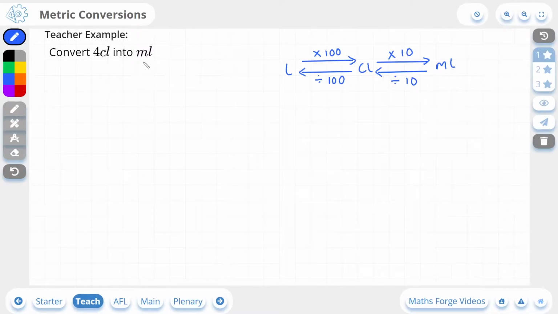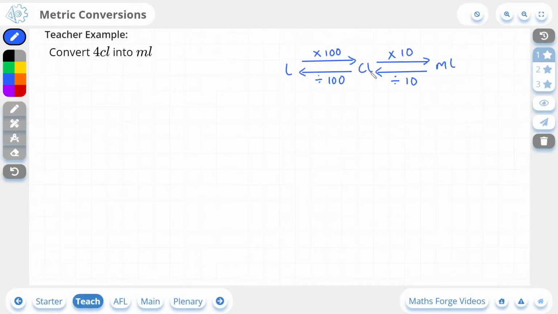So let's take a look at our first one-star example. Here we're being asked to convert 4 centiliters into milliliters. Now I've drawn this conversion chart here to illustrate what's happening when you go from liters to centiliters to milliliters. So the base unit here is liters, so there's an L here to represent that.